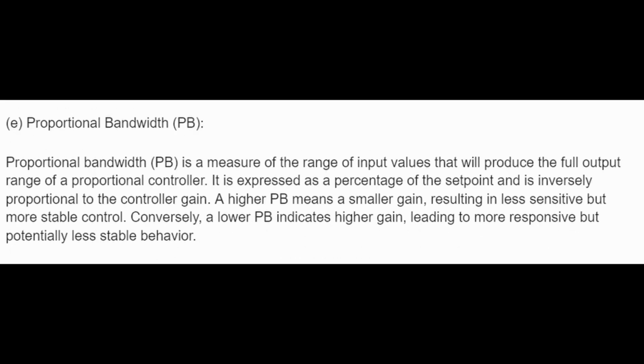E. Proportional bandwidth, PB. Proportional bandwidth is a measure of the range of input values that will produce the full output range of a proportional controller. It is expressed as a percentage of the set point and is inversely proportional to the controller gain. A higher PB means a smaller gain, resulting in less sensitive but more stable control. Conversely, a lower PB indicates higher gain, leading to more responsive but potentially less stable behavior.